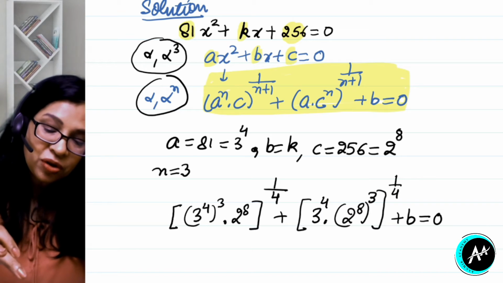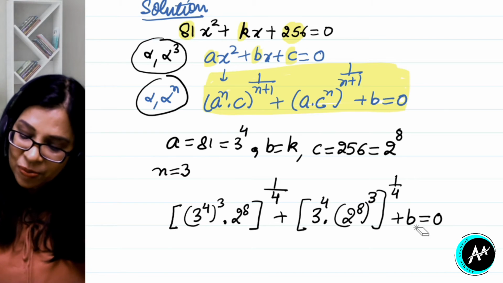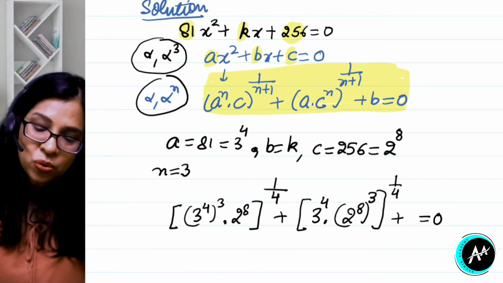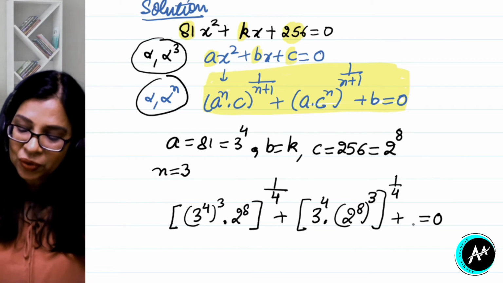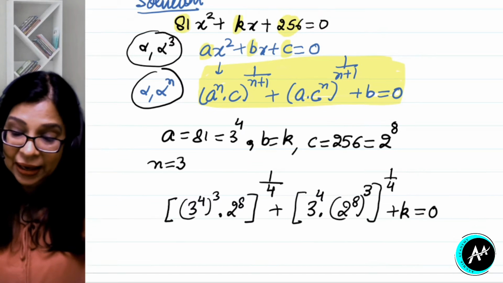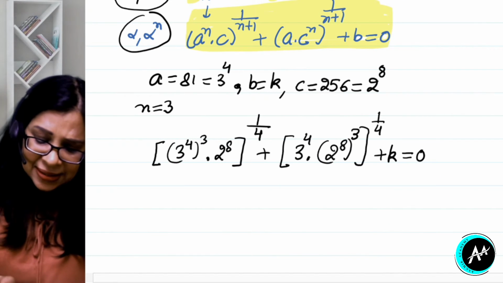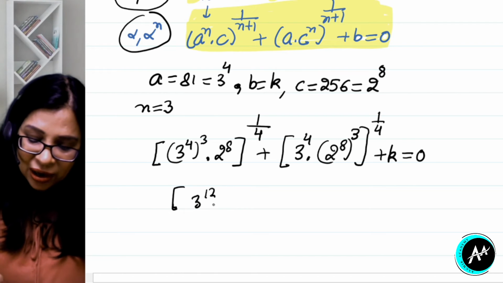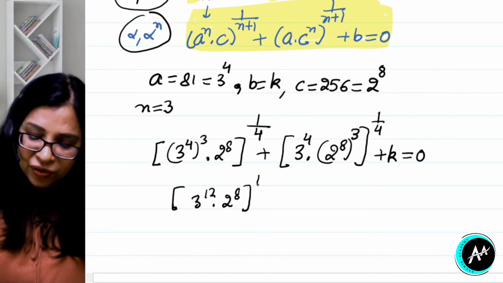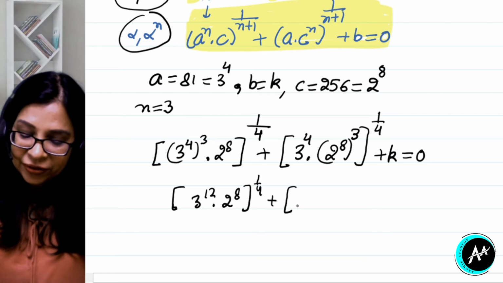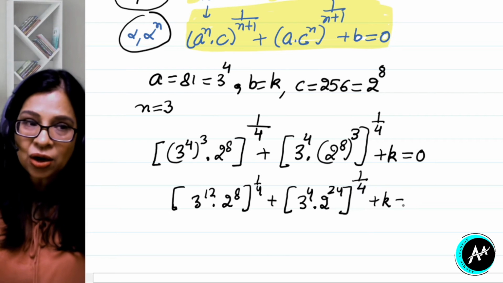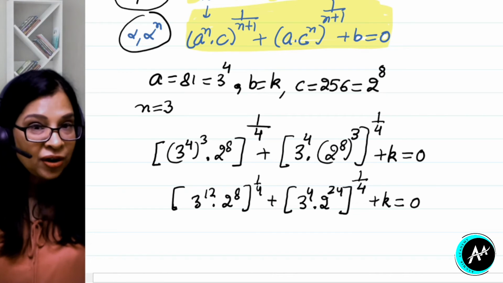Let's put the value of b here. What is b? B is equal to k. So I can directly write here b as k, whose value I have to obtain. Now let us simplify. You can see this is power over power, so what do we do? Multiply. So I have 3 raised by 12, 2 raised by 8 whole power 1 by 4. What is the next term? 3 raised by 4 into 2 raised by 24 whole power 1 by 4, and plus k is equal to 0. Again power over power, multiply.